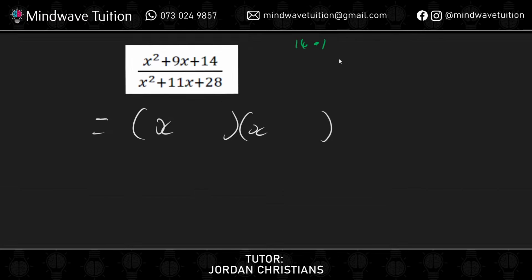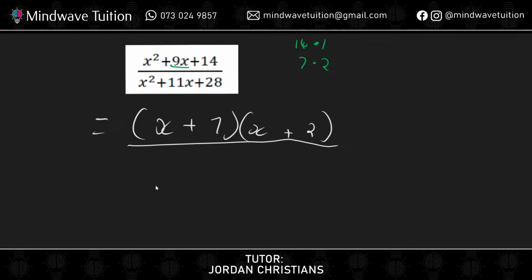Okay, so 14 times 1, 7 times 2. Does 3 work? No. Does 4, 5, 6? Nope. So it can only be these two. And we want to get to 9x as our middle term, and the only one that adds up to 9 will be 7 and 2. So 7 and 2 are our factors. They both have to be positive because we want to get to positive 14 and positive 9.